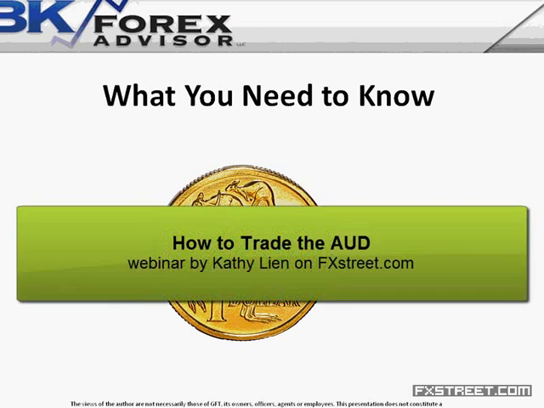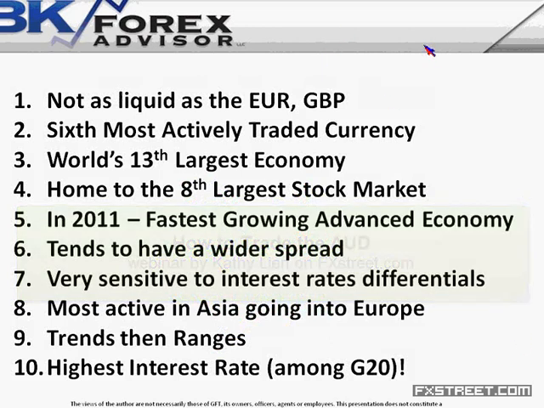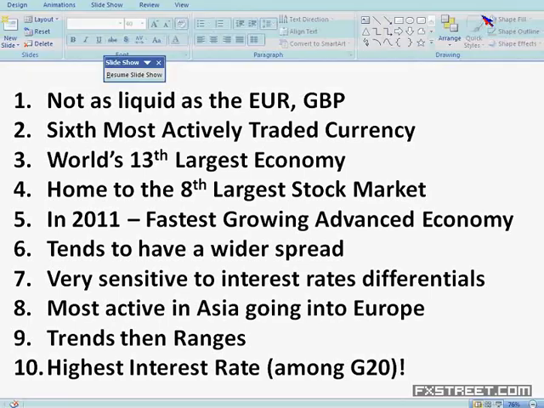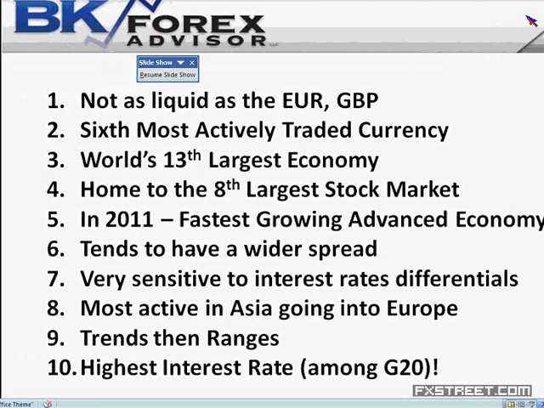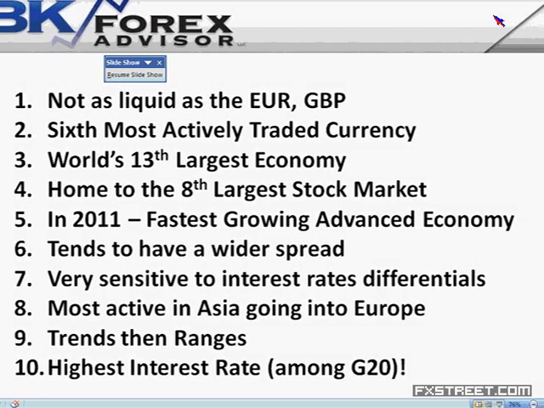So what you need to know about the Australian dollar. Well, the Australian dollar is a pretty actively traded currency, but is not nearly as liquid as the euro and the British pound. And because of that, there are some unique implications that this lack of liquidity has for the Australian dollar. First and foremost, it basically means that we tend to have more jumpy and erratic price action in the Aussie.